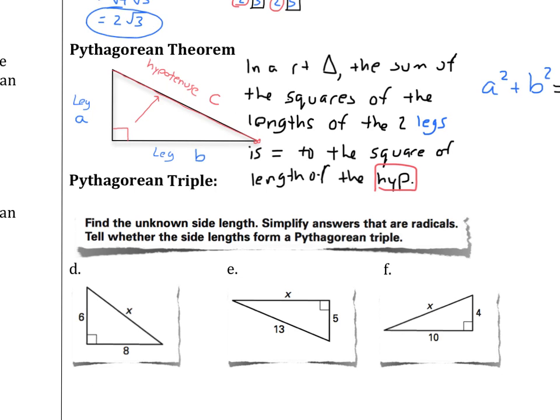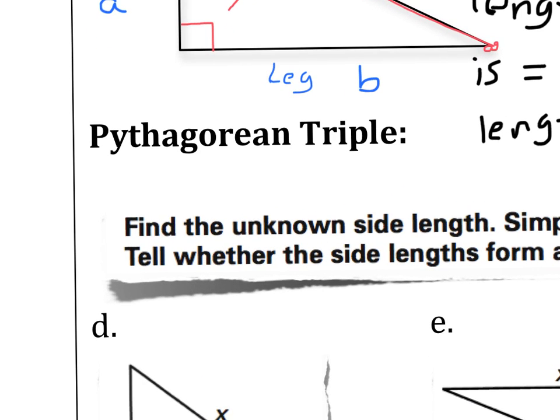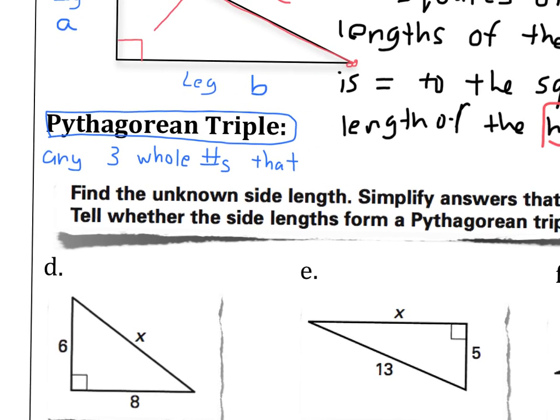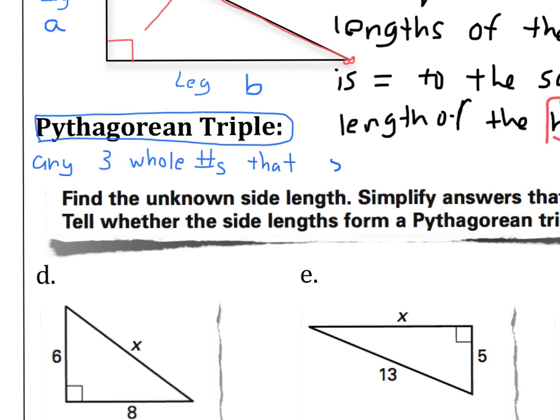We do need to know about what's called a Pythagorean triple, and I'll squeeze this in underneath. A Pythagorean triple is triple, clearly it's 3. So it's any 3 whole numbers, so no decimals, no fractions. It's just any 3 whole numbers that satisfy the Pythagorean theorem. That satisfy A squared plus B squared equals C squared.